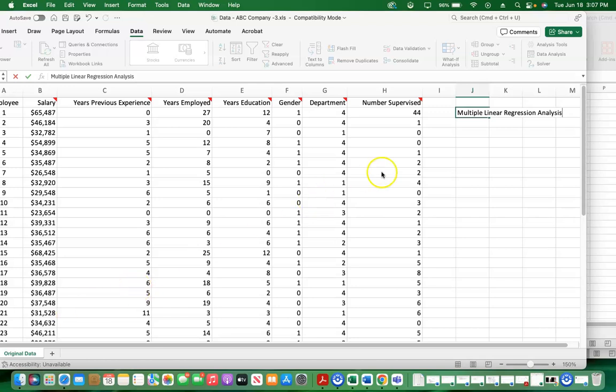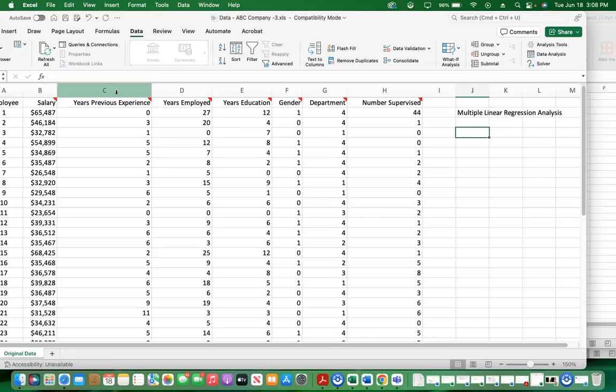So now we are going to consider multiple linear regression analysis after we have completed simple linear regression analysis. If you can remember, in simple linear regression analysis, we had to consider one independent variable as an effect to the dependent variable. However, in multiple linear regression analysis, we are going to consider more than one independent variable and see their effects on the salary.